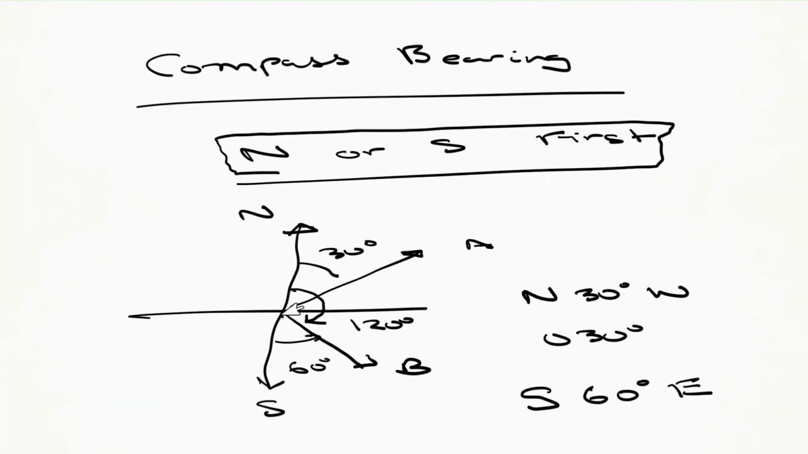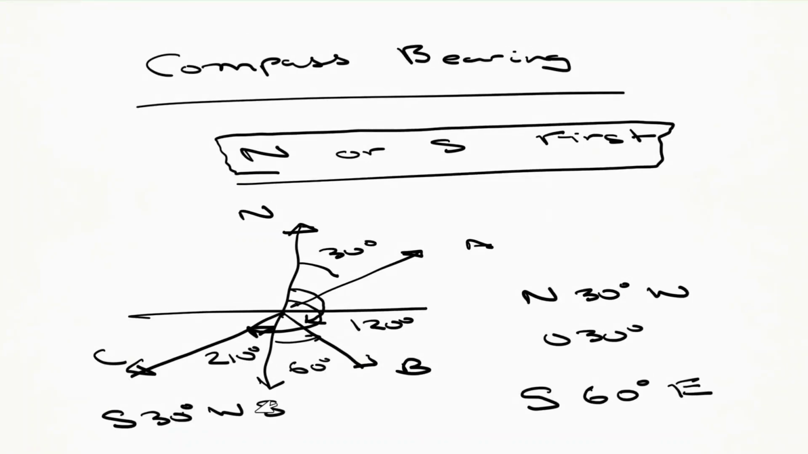Let's have a look at another example. Let's say if I've got ship C and I've got a bearing of 210. Now I'm not going to say north 210 degrees west. I'm going to say this is south 30 degrees west. Why? Because if you say 210, well, then you might as well have just said the true bearing.